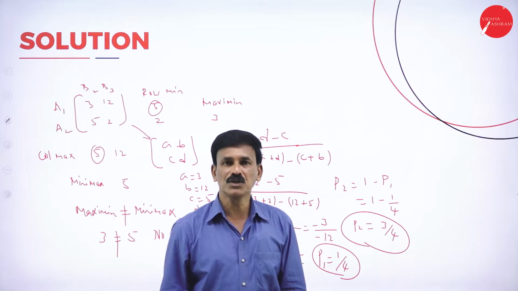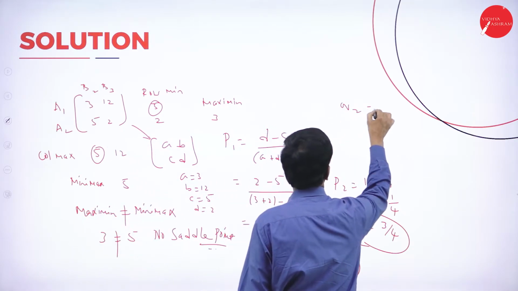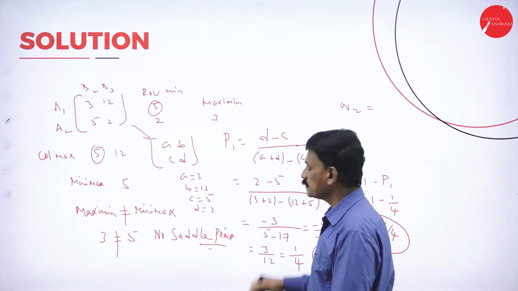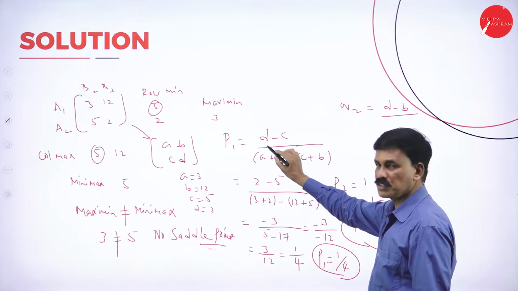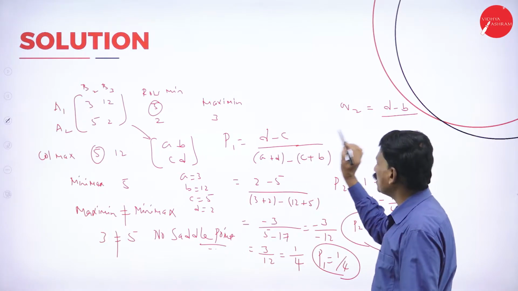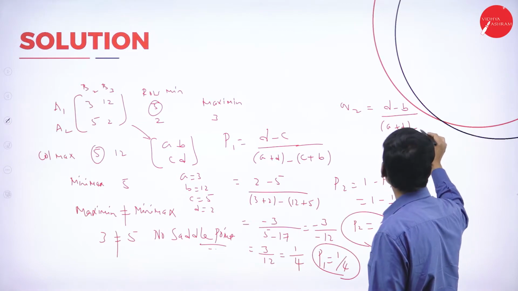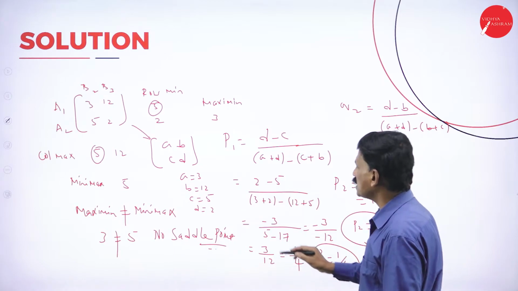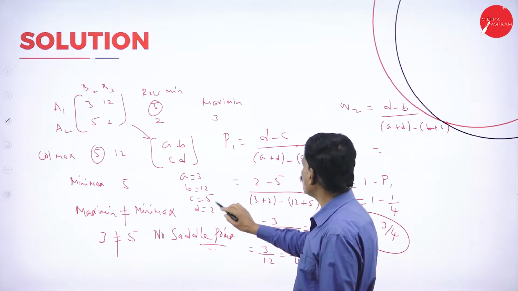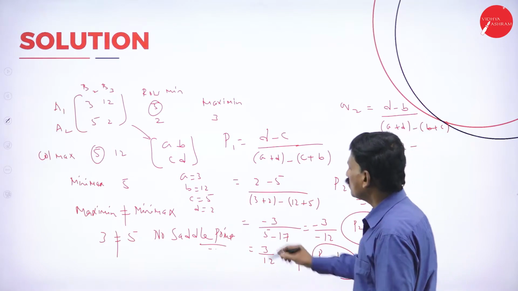Okay. Let us find out Q2 and Q3. Find out the value of Q2. Now Q2 as usual, instead of D minus C, it is D minus B, divided by the denominator A plus D minus B plus C, or C plus B. So this is equal to D. What is D? D is nothing but 2 minus B. What is B?